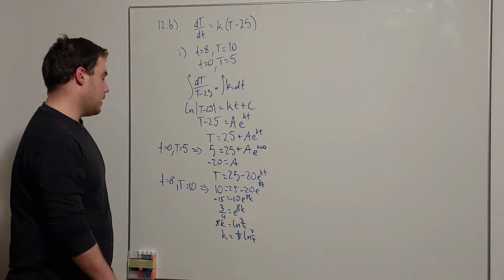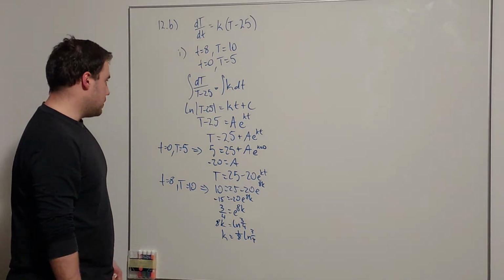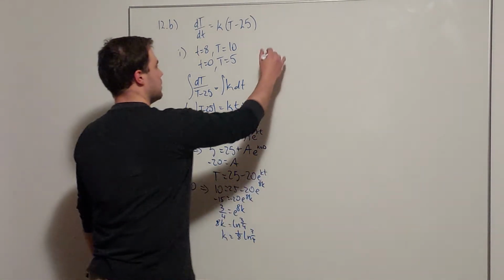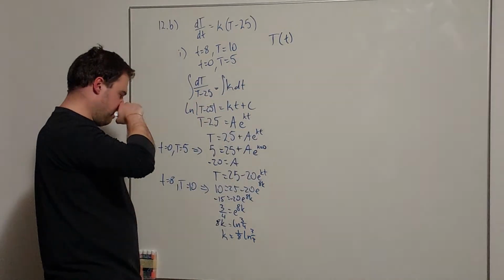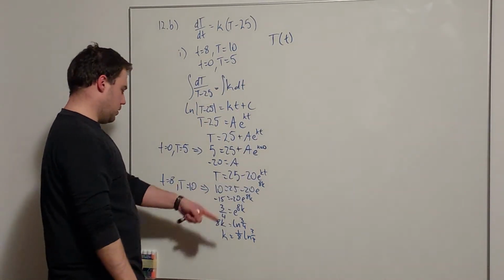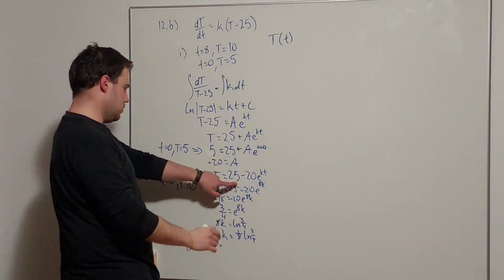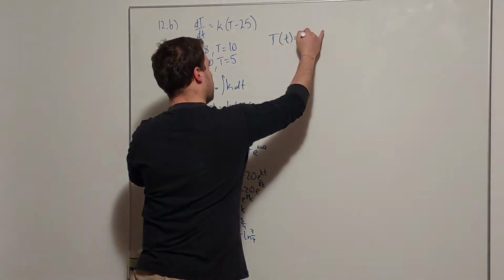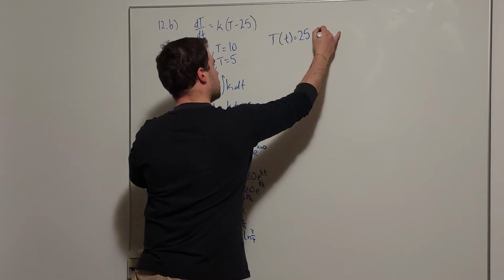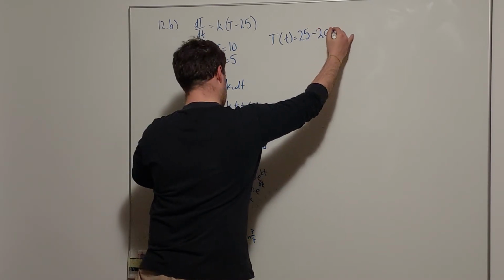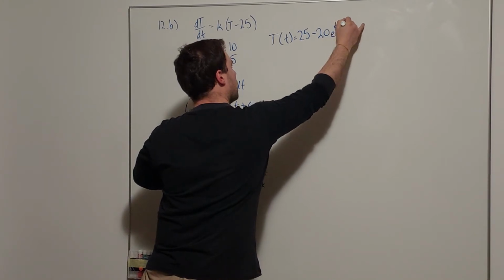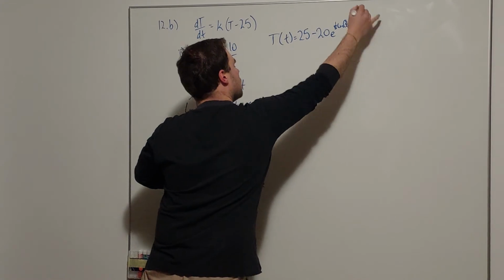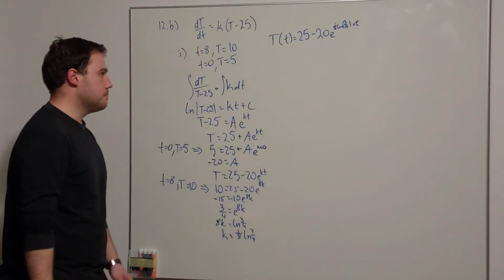So again, in exact form, we can update our equation. So now we know that temperature as a function of time is going to be 25 minus 20 e to the 1/8 ln 3 on 4 times t.